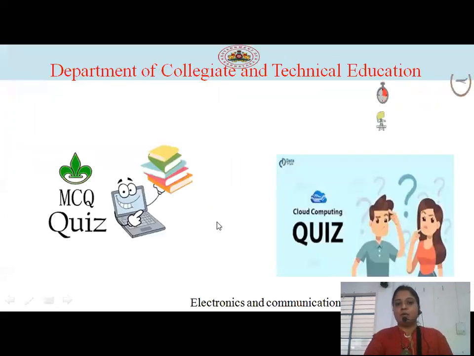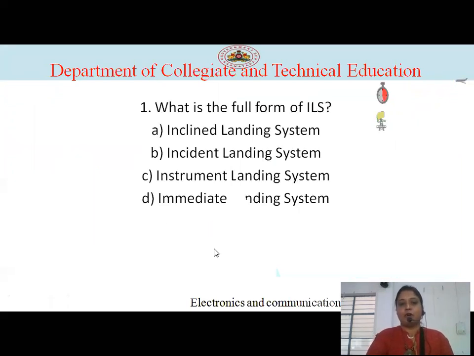Now, let us move on to the MCQ. What is the full form of ILS? Is it the inclined landing system, the instrument landing system, or the immediate landing system? And the answer is C, that is the instrument landing system.